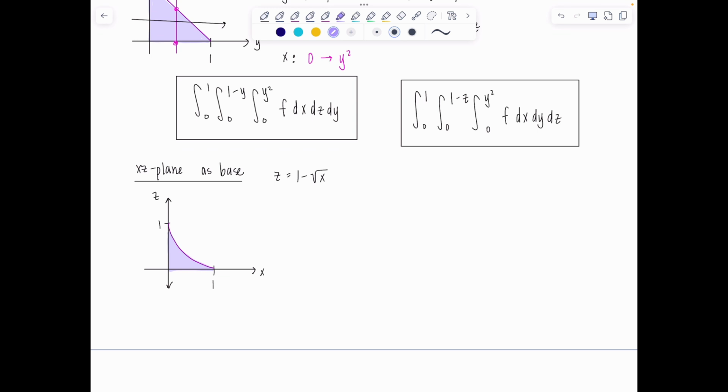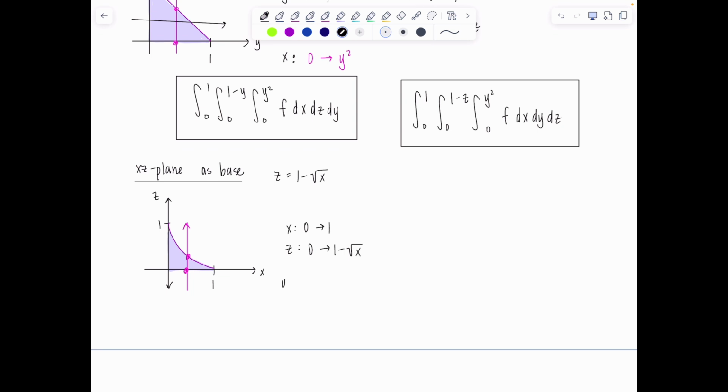So let's do limits. For x or constant, x is going to go from 0 to 1. Z would go from 0 to 1 minus rad x, right? Just look in the z direction like this: enters at 0, exits at 1 minus rad x.